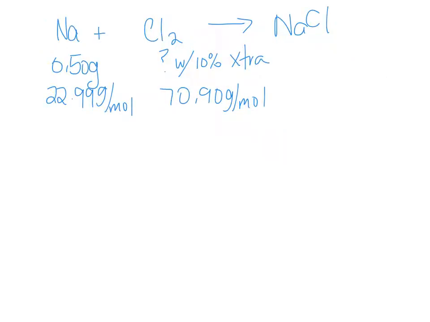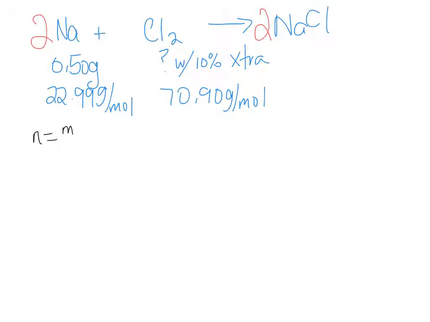So this is what we know to start with. We know the mass of sodium, we know the molar mass of sodium. We don't know chlorine, but we want 10% excess when we do calculate it, and we know the molar mass of chlorine. It's balanced. We can start. So we can find moles of sodium. So I'm going to do formulas first, then I'll do dimensional analysis.